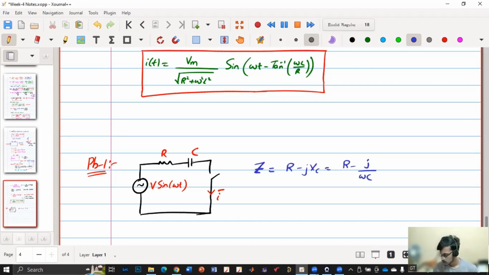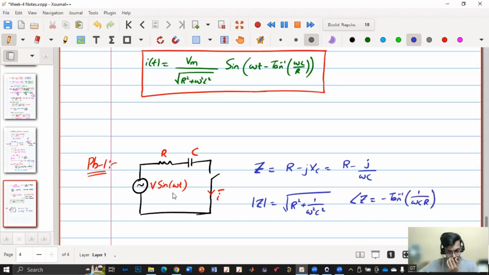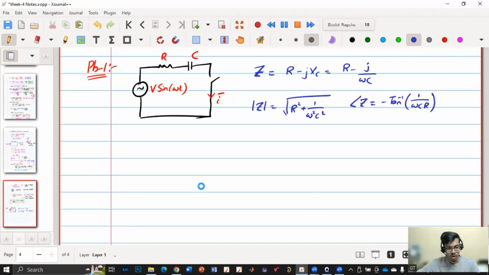Yes. Now, if I want to find mod Z, it is square root of R square plus 1 by omega square C square. And the angle of Z is minus tan inverse Xc by R, which is 1 by omega C R. Yes, you are right. So I have got Z.